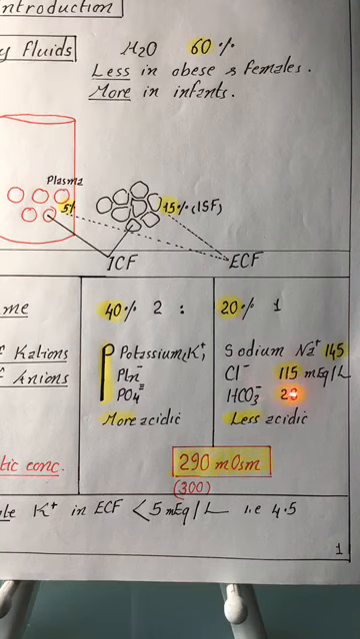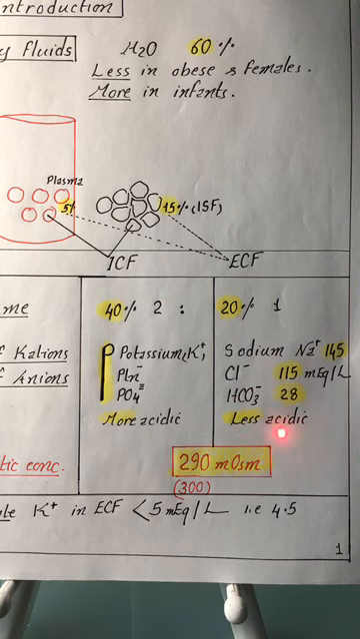The second thing I would like you to notice, if you combine these numbers, it will be 288. It's very close to the osmolality of the blood, because the sodium combined with the chloride and bicarbonate, these ions are the main ions responsible for the osmolality of the blood. This is the second point to be noticed.